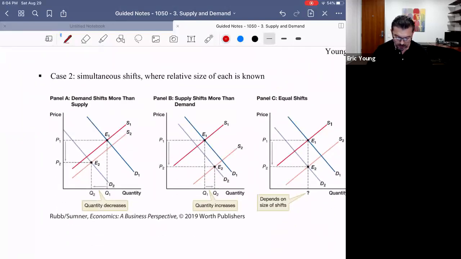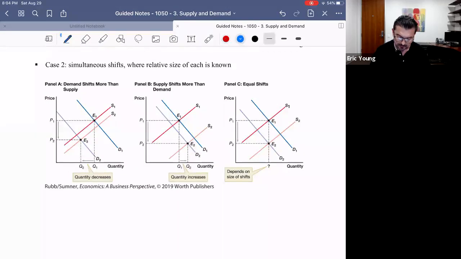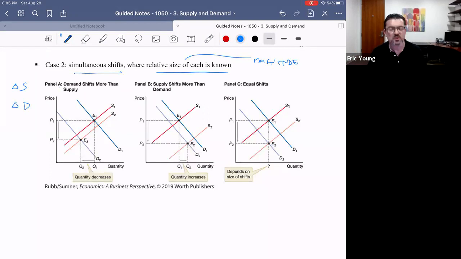Now we have to go into our second case. In our second case, as I said before, we're going to have simultaneous shifts. So we're going to have a change in supply and a change in demand at the same time. But in this case, the relative size of each one is known. In other words, we're given the magnitude, okay? Now, up here, there's a couple of panels, A, B, and C, where it kind of shows what's going on, and you can review those on your own.